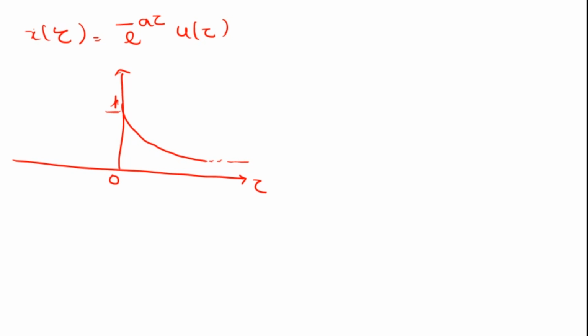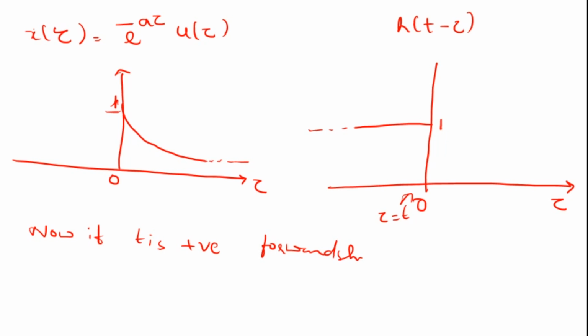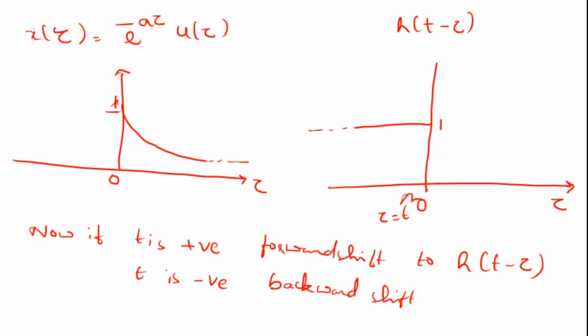And h of t minus tau at t is equal to 0, we will get h of minus tau. That means mirror image we have to draw with amplitude 1. Here it is tau is equal to t. Now, if t is positive, that means it is forward shift of h of t minus tau, and if t is negative, that means it is backward shift of h of t minus tau.